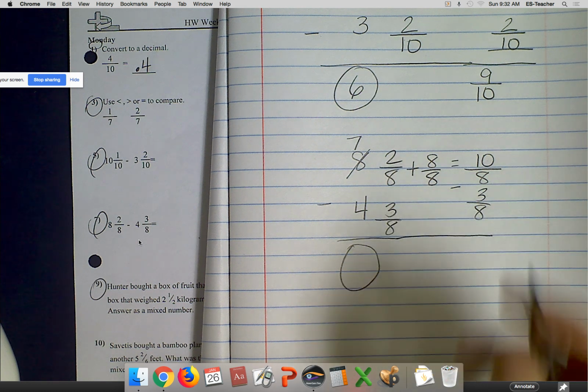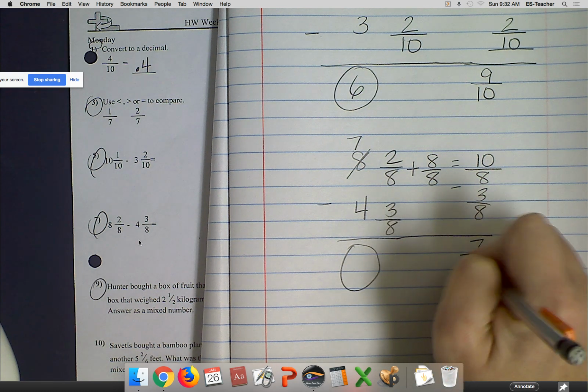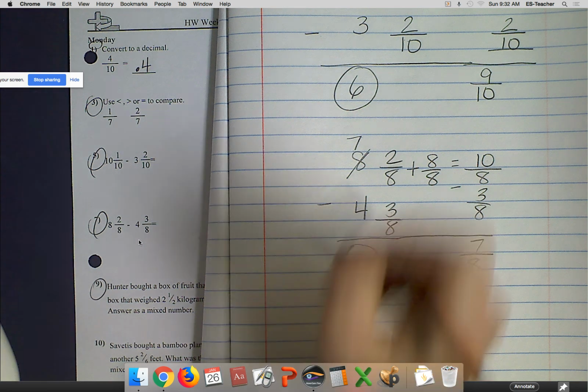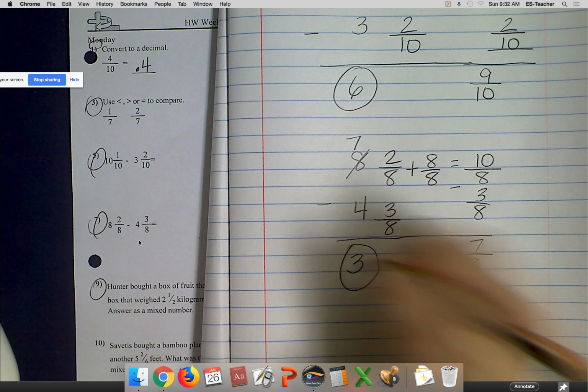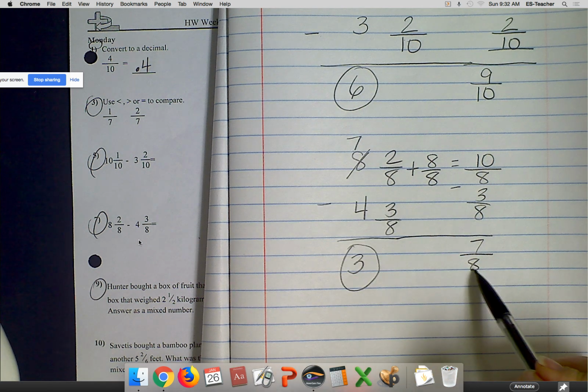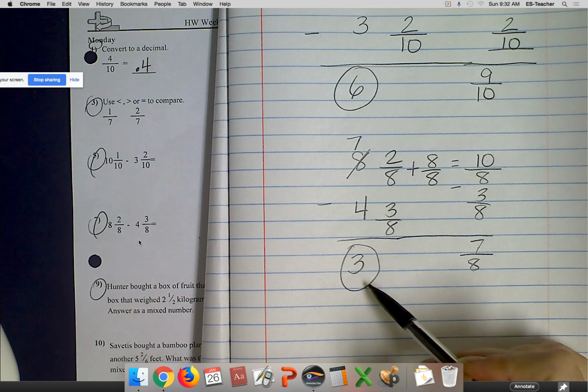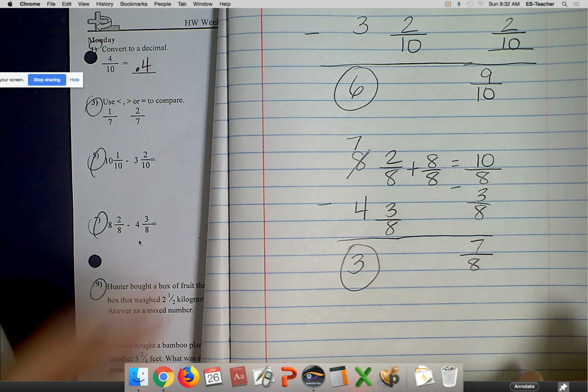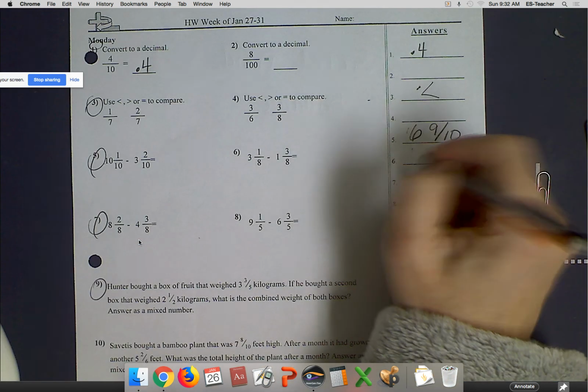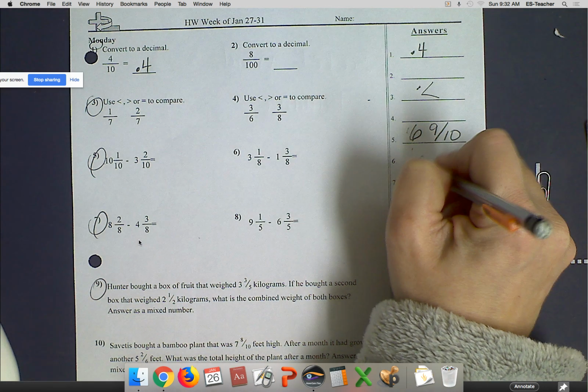Okay, so 10 minus 3 is 7. And then I keep my denominator of 8. 7 minus 4 is 3. So I cannot reduce this because these two numbers are right next to each other on the number line. Therefore, they will not reduce. So the answer for number 7 is 3 7/8.